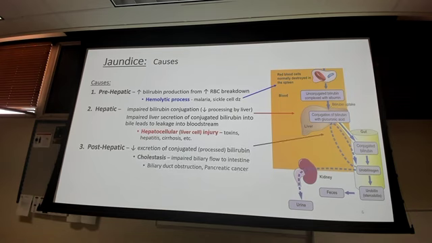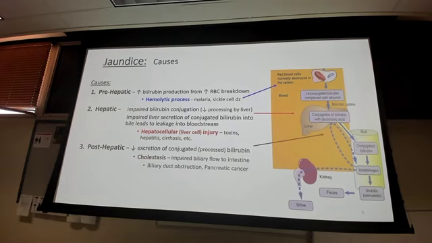Post-hepatic means after the liver, right? The liver's fine. The liver works well. It's taking that indirect bilirubin, conjugating it, making it into direct bilirubin. But when it tries to secrete into the gallbladder, the common bile duct, the intestines, there's something in the way blocking it. It can't get past that blockage. We call that cholestasis whenever bile flow is not going through.